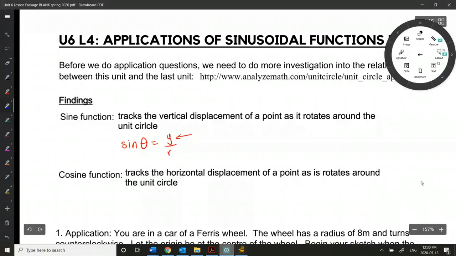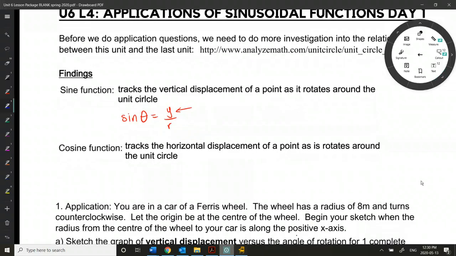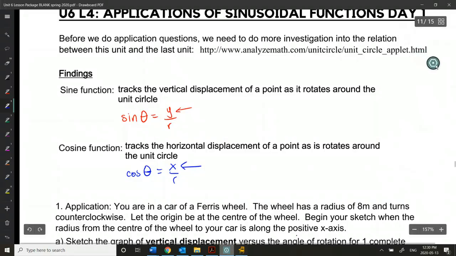And we also know, based on our previous knowledge of cosine, that cosine actually tracks x over r. So it should make sense, because we're dealing with x here, that we're actually tracking the left and the right of that point. So whenever you think sine, I want you to think vertical displacement, and whenever you think cosine, I want you to think x or horizontal displacement.